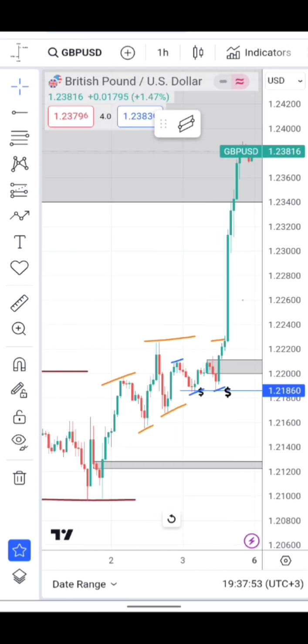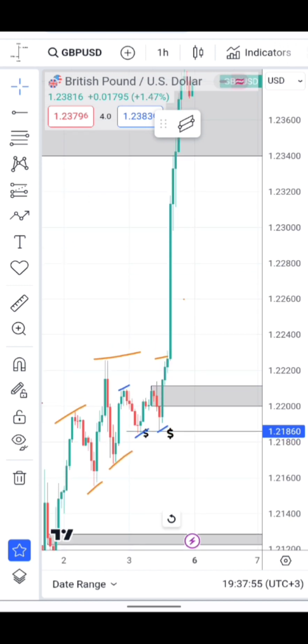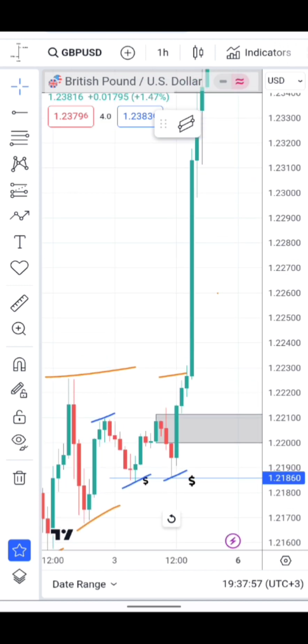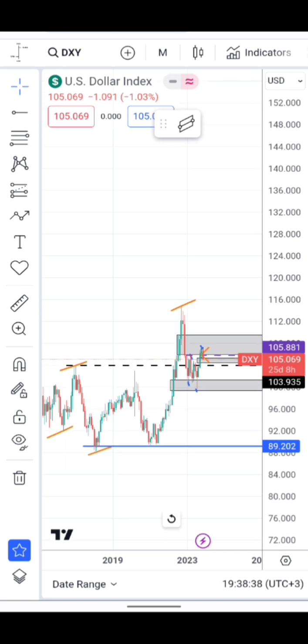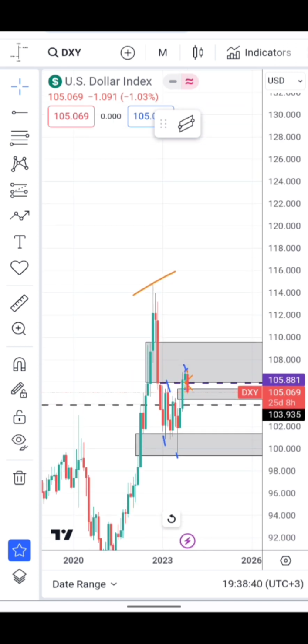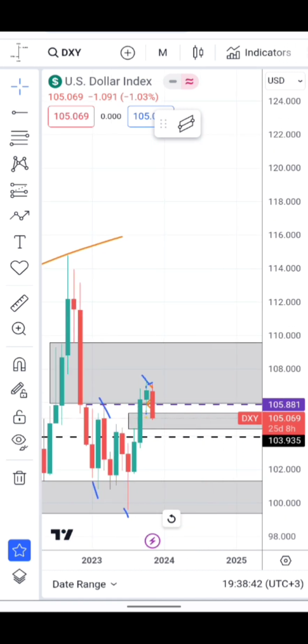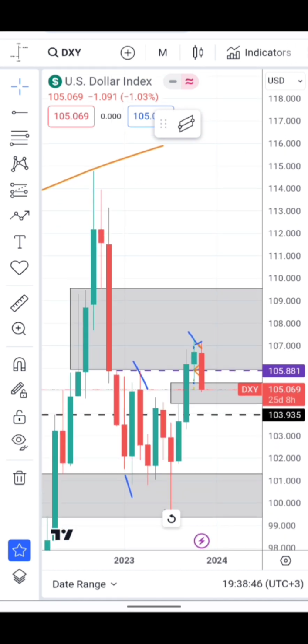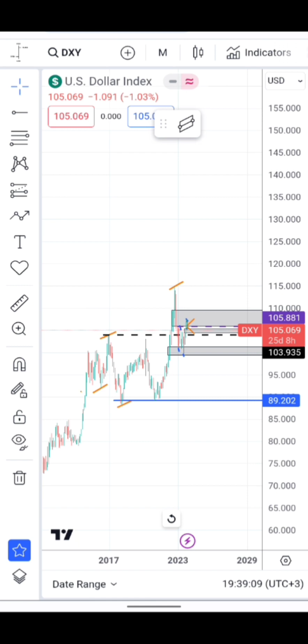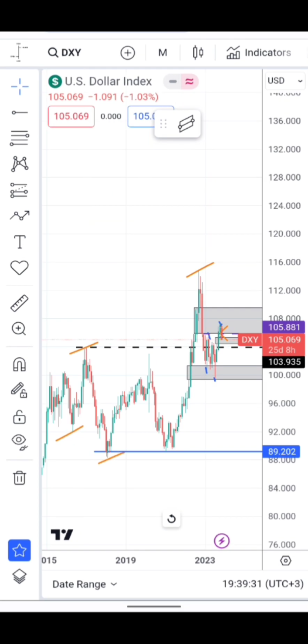GBPUSD. So let me go ahead and check out the US dollar index. The US dollar index top down analysis, we start with the monthly time frame. Yeah, it's a bit clumsy. I have markups on different time frames: the 1 hour, the daily, weekly, monthly. Based on the monthly time frame, this dollar index is bullish.